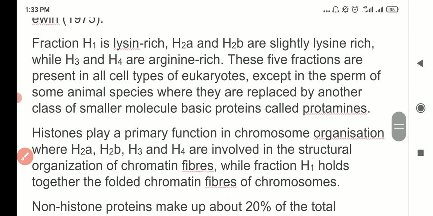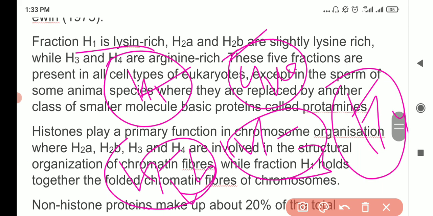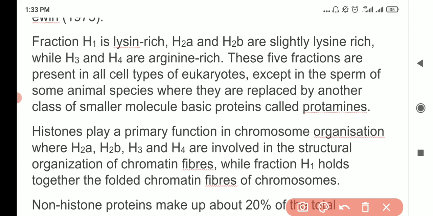H1 histone is rich in lysine. Again, lysine is an amino acid. H2A and H2B are slightly lysine rich, and H3 and H4 are arginine rich. So H1 is lysine rich, H2A and H2B are slightly lysine rich, and H3 and H4 are arginine rich. Lysine and arginine are amino acids.